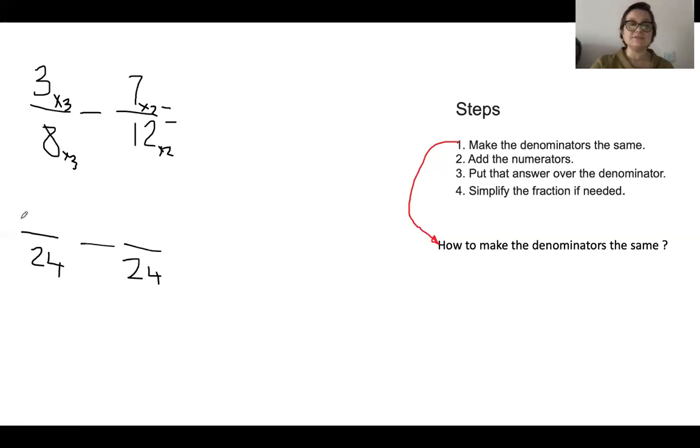So 3 times 3 is 9, and 7 times 2 is 14. There you go. So we have 9/24, take away 14 over 24, and the answer is going to be minus 5 over 24. So it's a negative fraction, minus 5 over 24, and there's no common factor, so we won't continue. So this is how we take away fractions, and if this was an addition, the strategy would have been exactly the same.